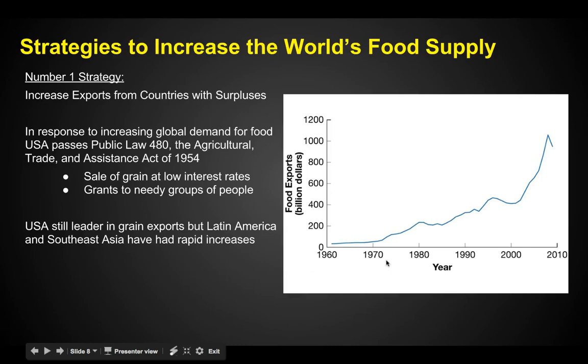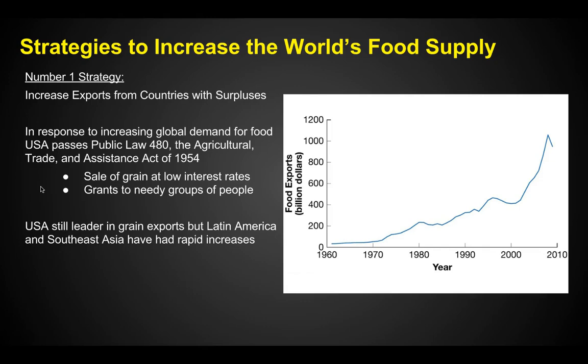Strategies to increase the world's food supply. Number one, increase exports from countries with surpluses. For example, in response to the increasing global demand for food, the USA passed Public Law 480, the Agricultural Trade and Assistance Act of 1954. They sold the grain at low interest rates, and they give grants to needy groups of people. This is the way the United States increases the world's food supply.